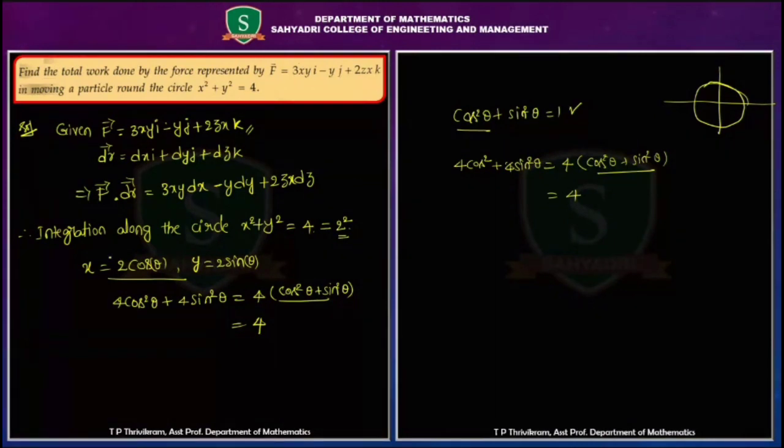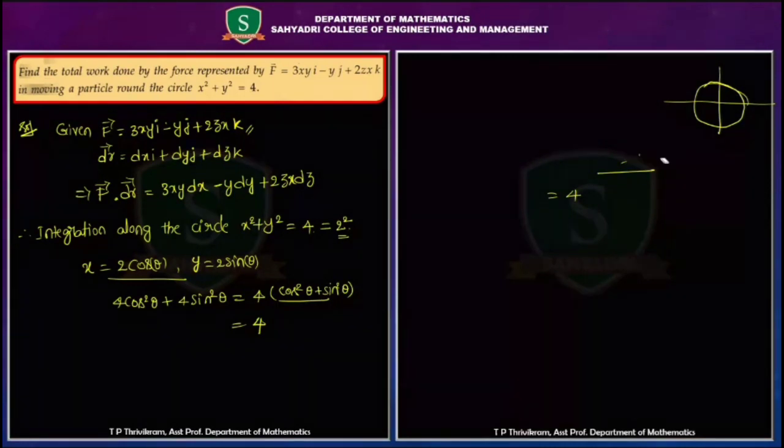So this is the only way. That means x value can take only this value and y value can take only this value. So you should have some knowledge of trigonometry, then only it's possible. Clear? You have to take advantage of some properties in trigonometry and take the parameters like this.